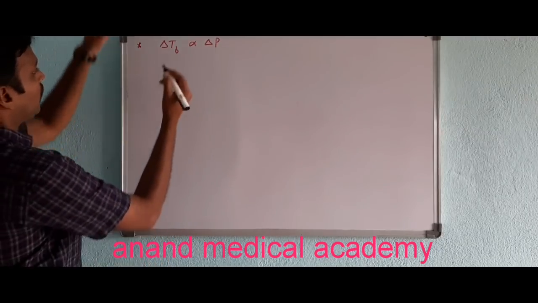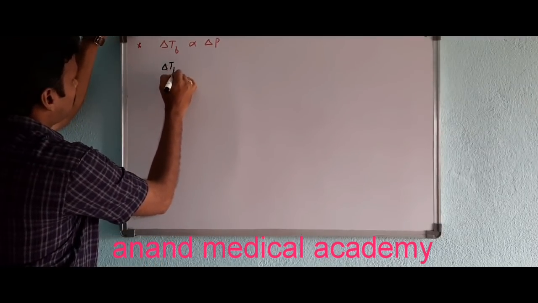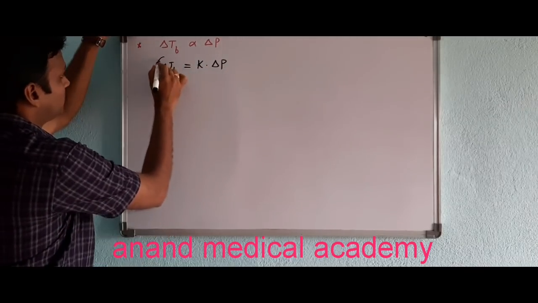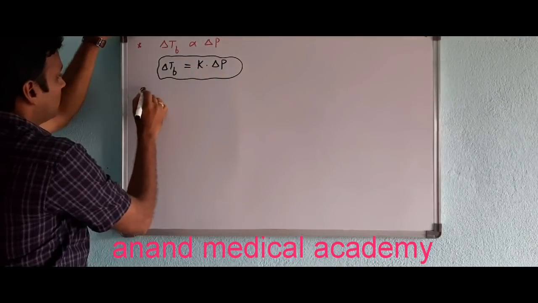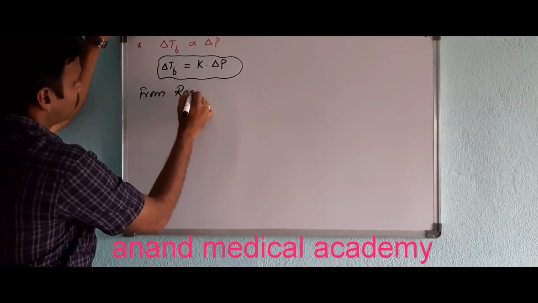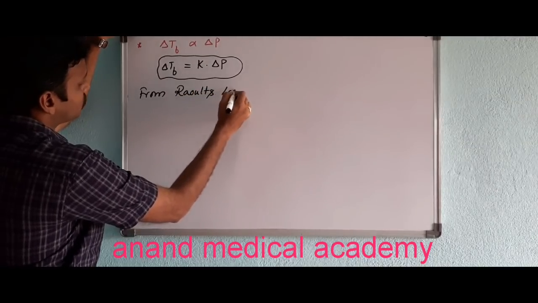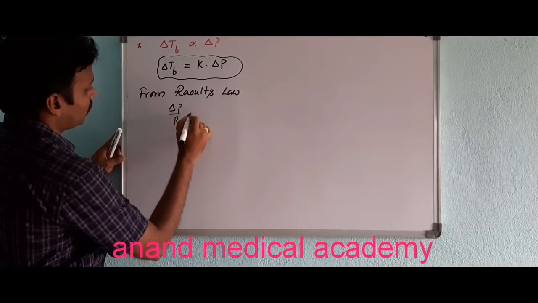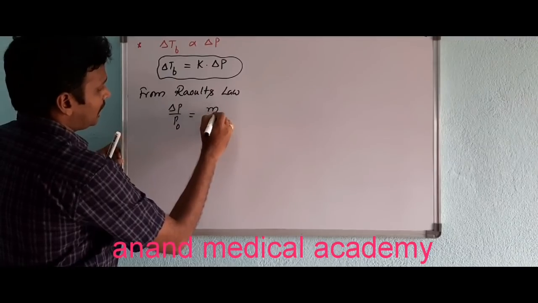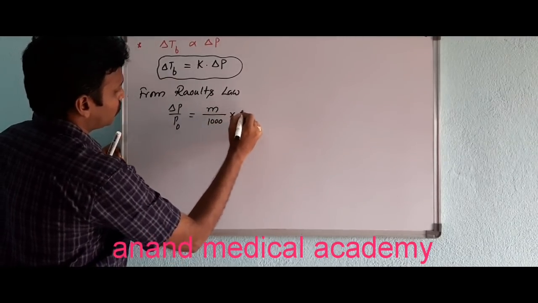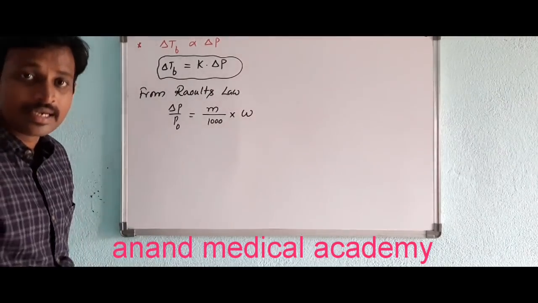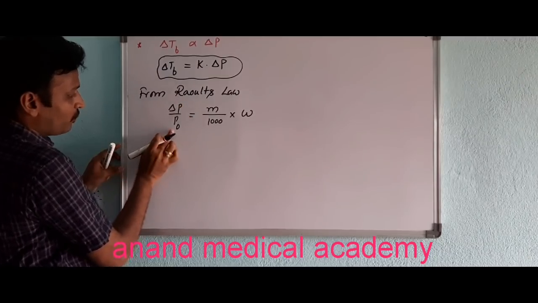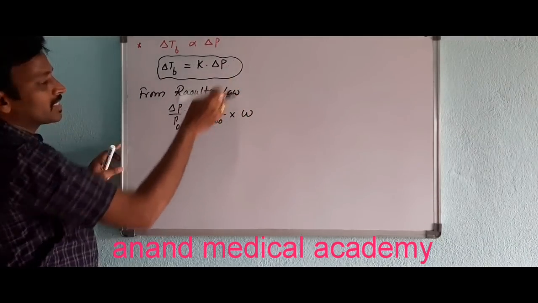What's the relation now? Delta TB is equal to some proportionality constant K into delta P. This you remember? From Raoult's law, we know everyone, delta P by P naught is equal to molality by 1000 into W, where W is the gram molecular weight of solvent. So in place of delta P, the entire term we can substitute here.